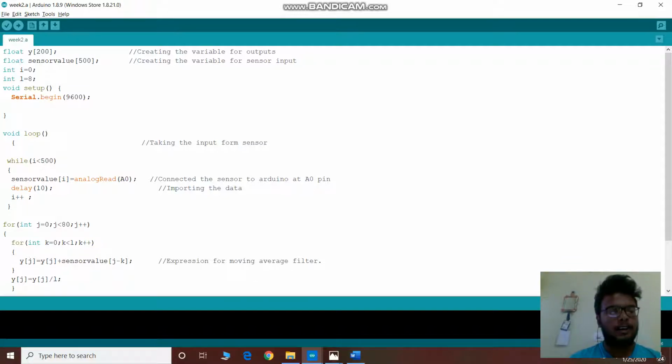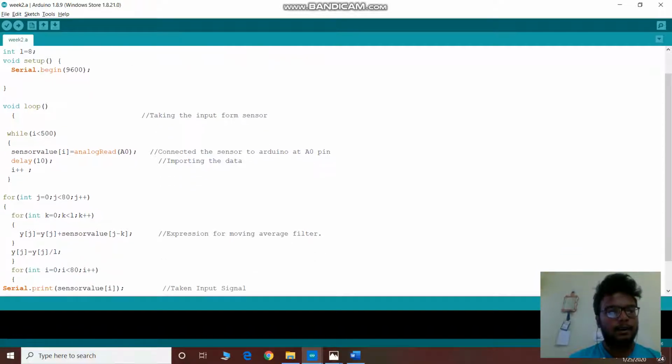That is the transfer rate of data, and in this void loop I'm using while i less than 500, sensorValue of i is equal to analogRead of A0 and delay of 10. So what this means is we are taking the data from the sensor, right? I connected the sensor to the Arduino at the A0 pin. So this command will enable us to take the data from the sensor to the Arduino. That is, we are taking the continuous values.